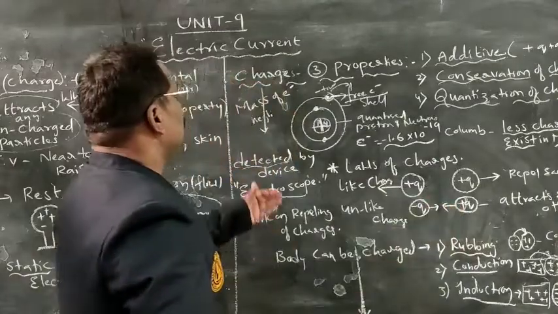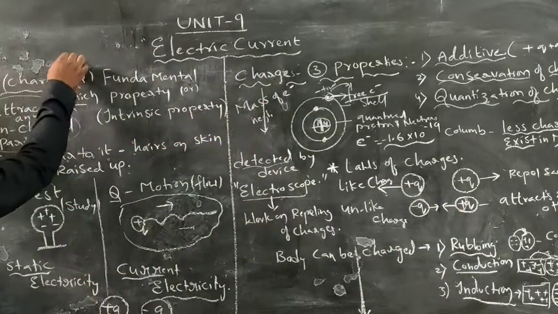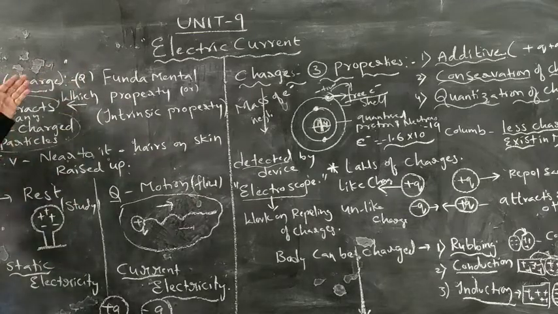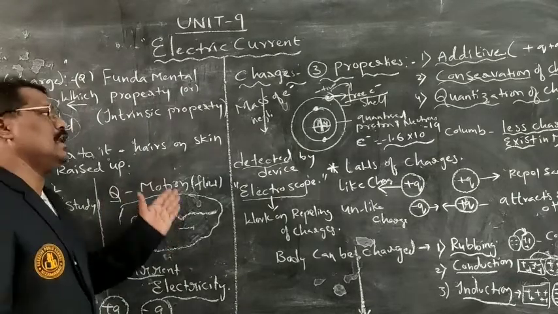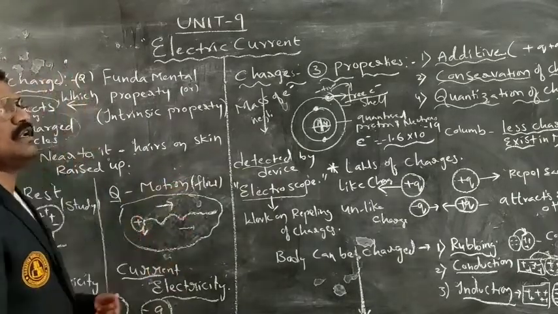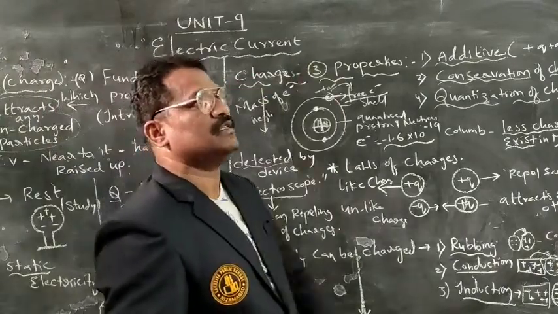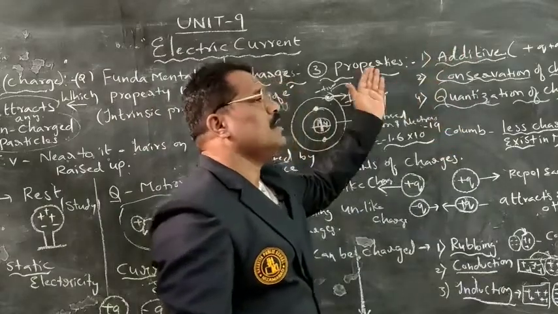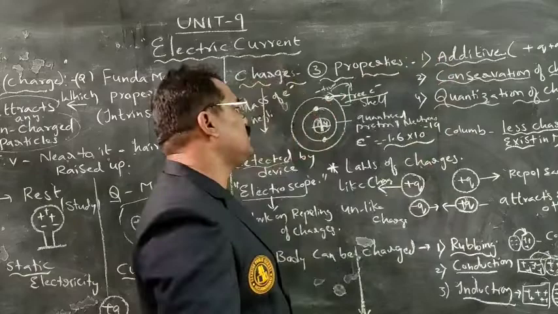So children, till now we have discussed what is meant by charge. We have discussed clearly that if charges are at rest, the static effect of the charge is called static electricity. If charges are in motion, it is called current electricity. And these charges exist with three different properties: the additive property, conservation of charge, as well as quantization of charge.